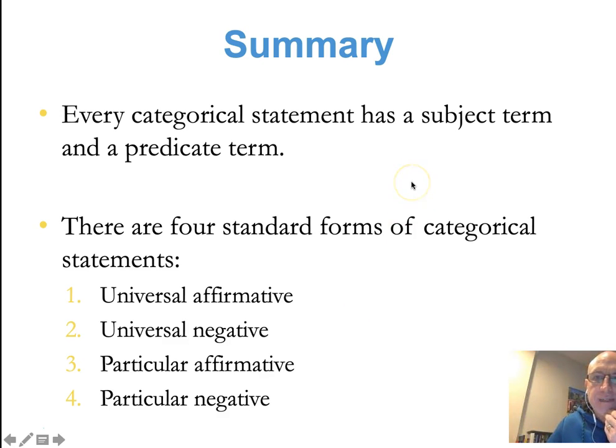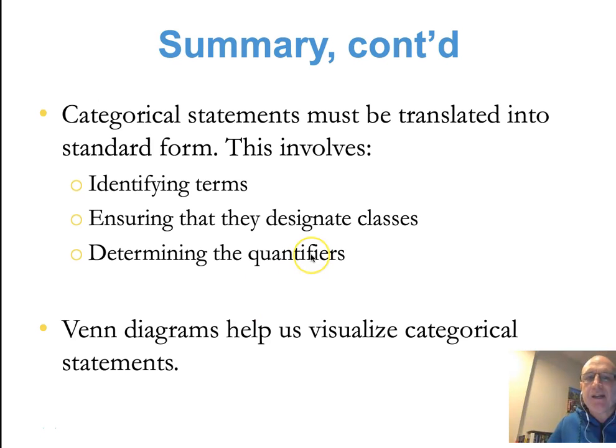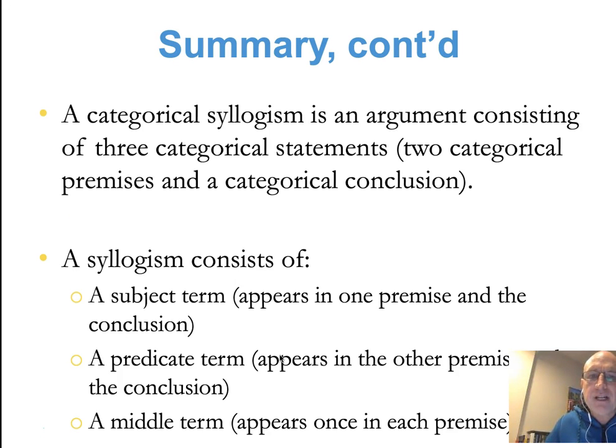So every categorical statement has a subject term and a predicate term. There are 4 standard forms of categorical statements: universal affirmative, universal negative, particular affirmative, and particular negative. Categorical statements must be translated into standard form. This involves identifying the terms, ensuring that they designate classes, and determining the quantifiers. Venn diagrams help us visualize categorical statements. A categorical syllogism is an argument consisting of 3 categorical statements: 2 categorical premises and a categorical conclusion.